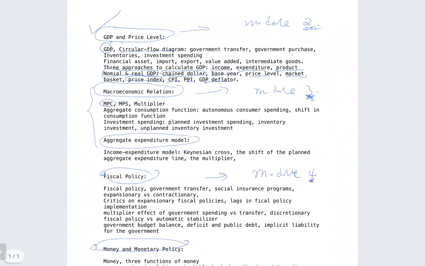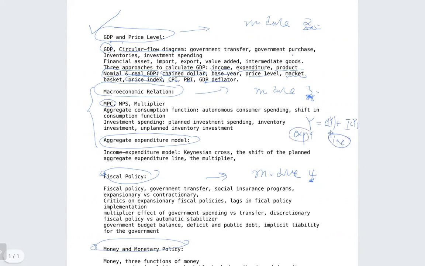So basically, we are going to see Y equal to C plus I. And the Y here, this is expenditure. On the right-hand side, C is going to be a function of Y, and the Y there is income. So that's where the name income-expenditure model comes from.